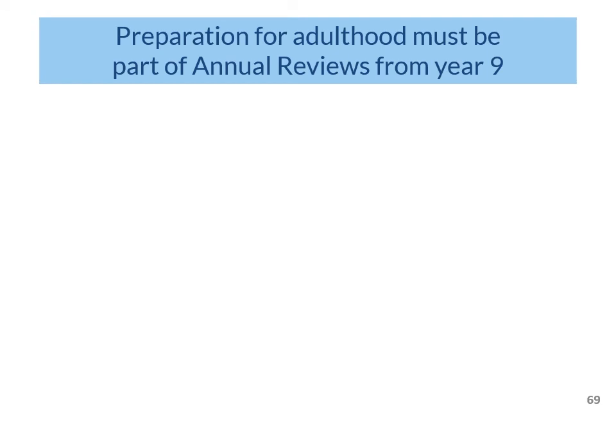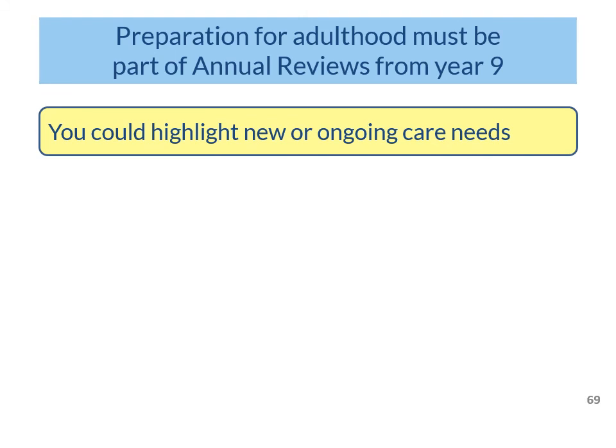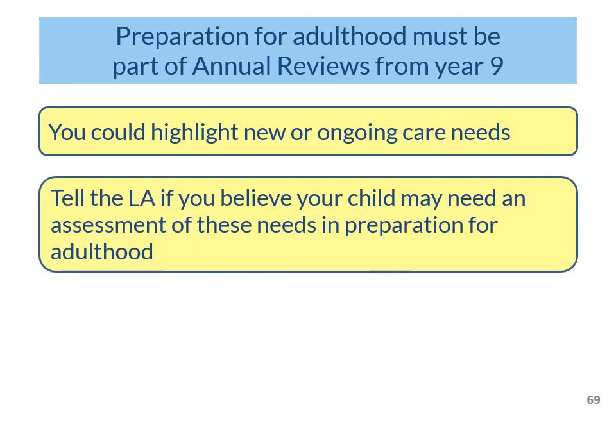Preparation for adulthood must be part of annual reviews from Year 9 onwards. So you could highlight new or ongoing care needs. You can tell the local authority if you believe your child may need an assessment of these needs in preparation for adulthood. For teenagers, preparation for adult life needs to be an explicit element of their planning and support.